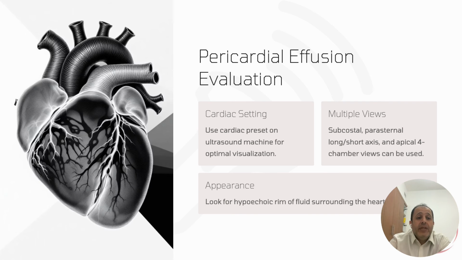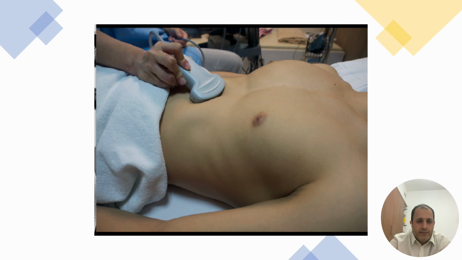Another component is pericardial effusion. So we don't want to do a proper echo. We just want to find the pericardium and to see if there is any free fluid outside the pericardium or not. You can use multiple views, but subcostal or xiphoid view is the best one. And the fluid is like a hypoechoic rim or fluid surrounding the heart.